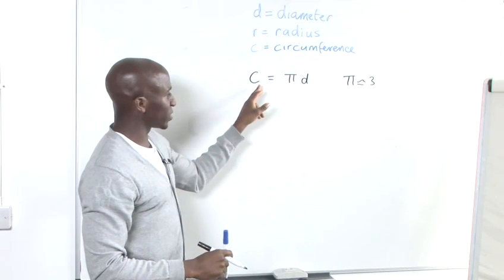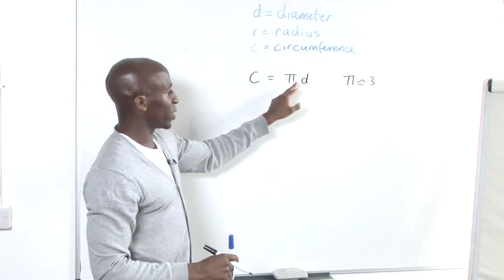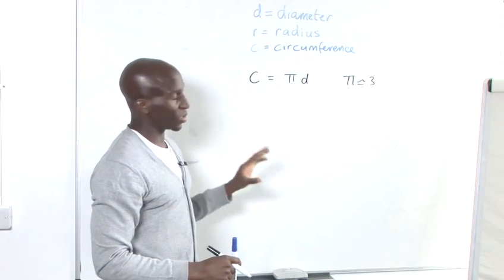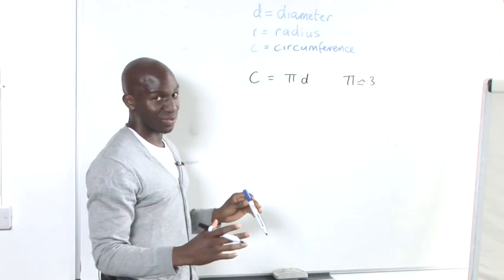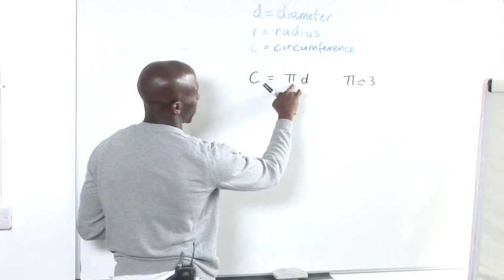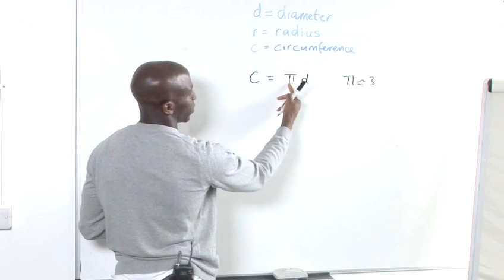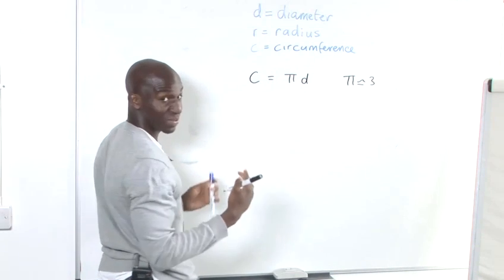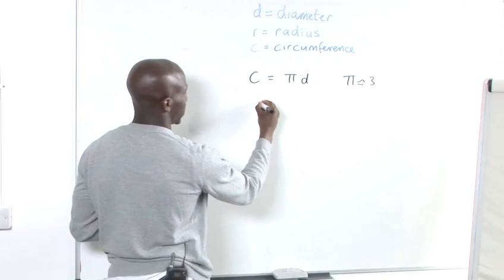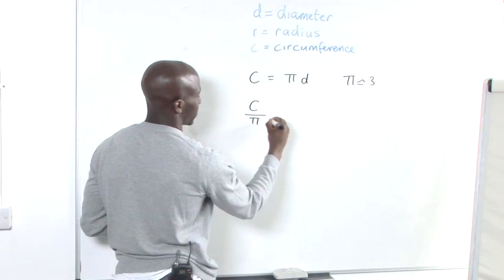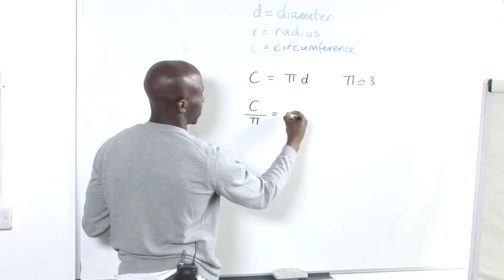Now, if we want to find d, we're going to need to bring this pi to the other side. So there's a bit of fiddling around that we're going to need to do first. And that's pretty much to say, if we have pi multiplying by d, when we take it to the other side, i.e. across the equal sign, it's going to be divided by c. So c divided by pi, and that equals d.